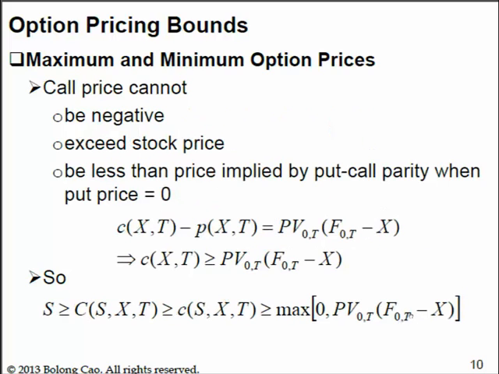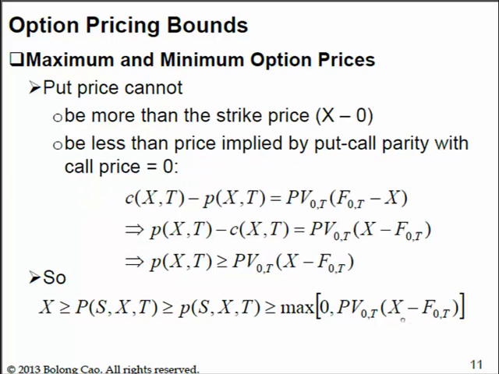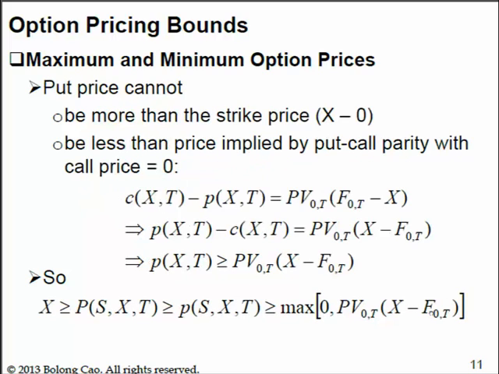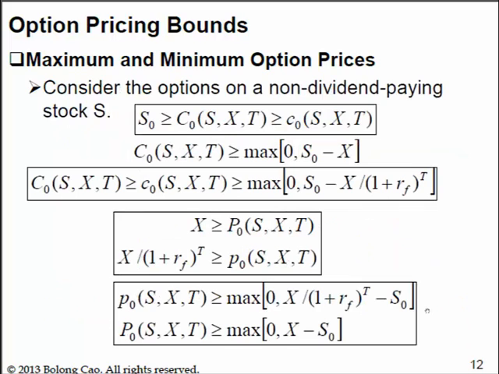So just the lower bound is different from the call, right? The call here is the present value between the forward minus the strike, and here for the puts, it's strike minus the forward price. Obviously, this is basically the payoff, right? The payoff structure. The put is strike minus the underlying, and the call, if in the money, is the underlying price minus the strike price. So that's the idea of upper bound and lower bound.